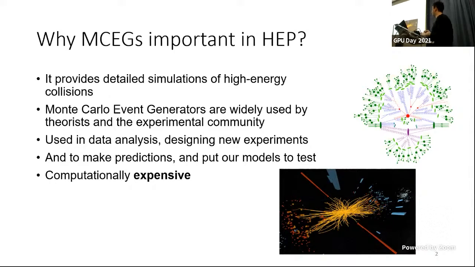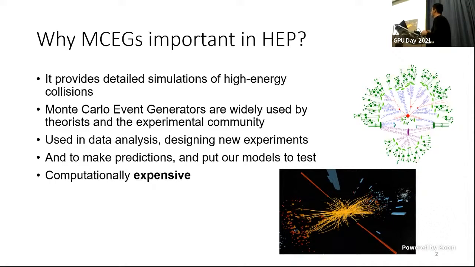I'm sure everyone has seen a picture like this: a proton-proton collision in one of the colliders. You can see that it's quite a complicated event. This is a graphical reconstruction of a Monte Carlo generated event, and so it is quite computationally expensive.